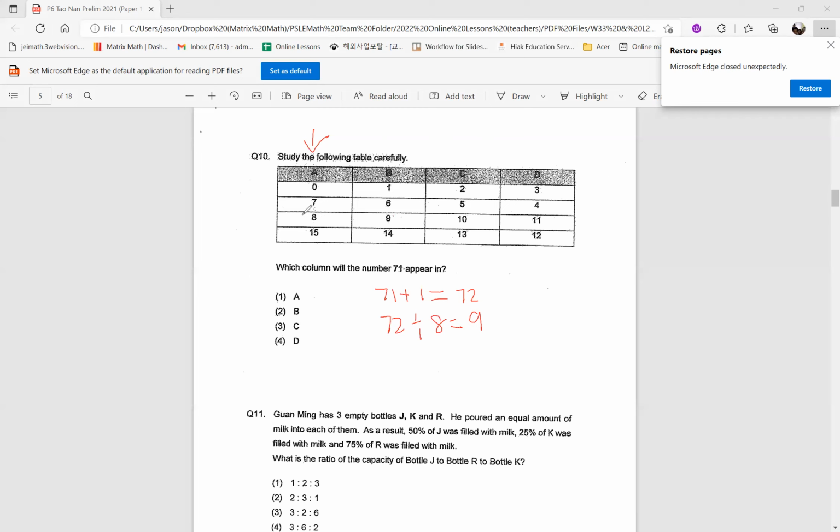Remainder 2 will go to column B. Remainder 3 will go to column C. Got it? So this is how you use remainder to calculate, look at the pattern. Now let's look at any other questions.